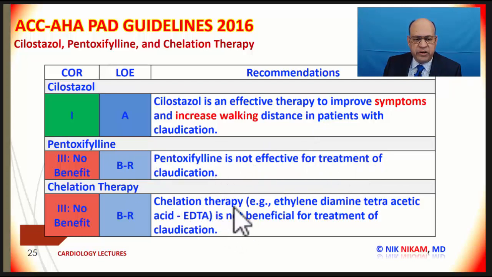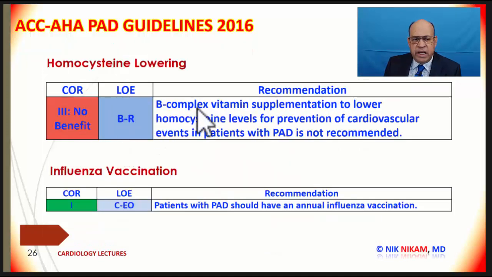Similarly, chelation therapy, that is ethylene diamine tetraacetic acid, or EDTA, has not been shown to be beneficial in treatment of patients with intermittent claudication. Homocysteine lowering has also not been shown to improve symptoms in patients with peripheral arterial disease. Hence, it is not recommended for patients with peripheral arterial disease. Patients with peripheral arterial disease should routinely receive influenza vaccination.